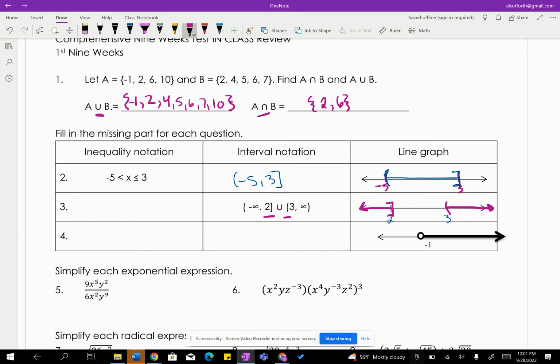So how do I describe these numbers right here with the inequality notation? What do I do to say this? These are all the numbers bigger than 2 or less than 2? Less than? Is it going to be an equal to, or is it going to be just a less than? Equal to, right? So go ahead and write that down, and write down what the inequality for this part is. And I'm going to come check it.